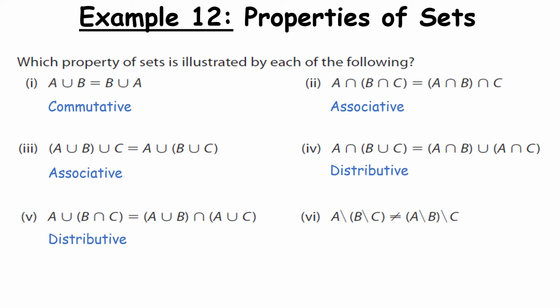And finally, A less B less C is not the same as A less B less C with the grouping changed. So they're trying to show the associative property, but it's not valid. It's like subtraction, or division, it will matter what we do first. So this shows that it's not associative.